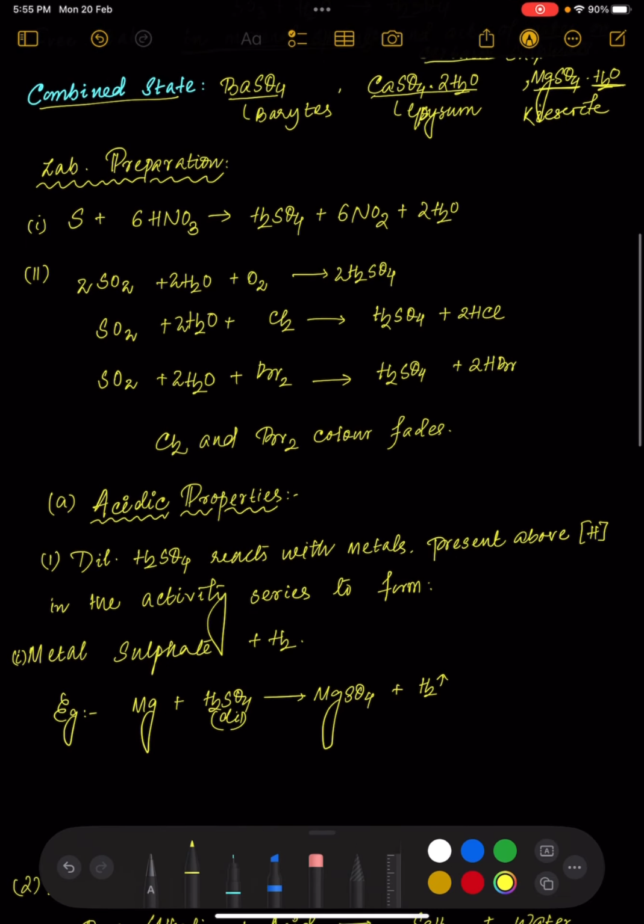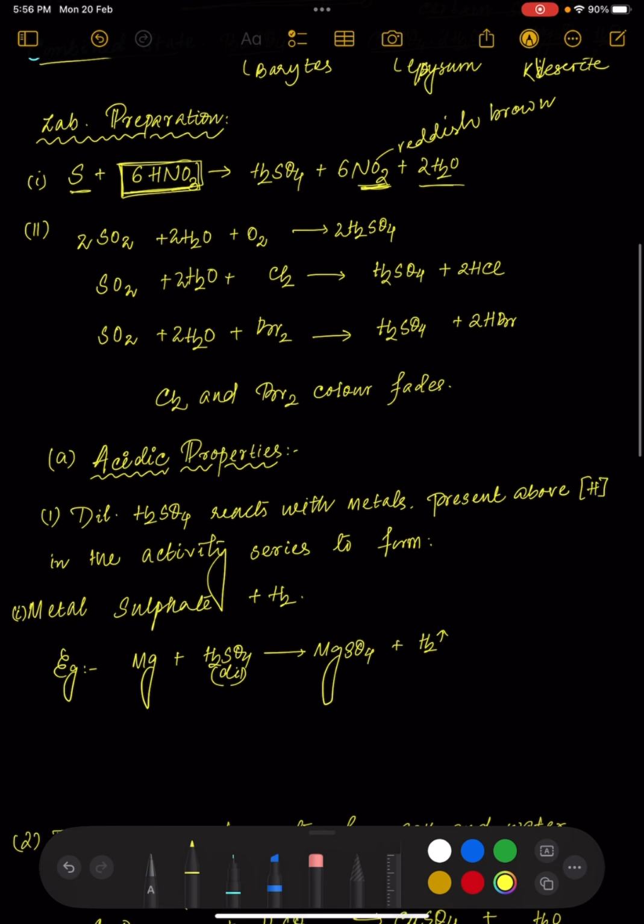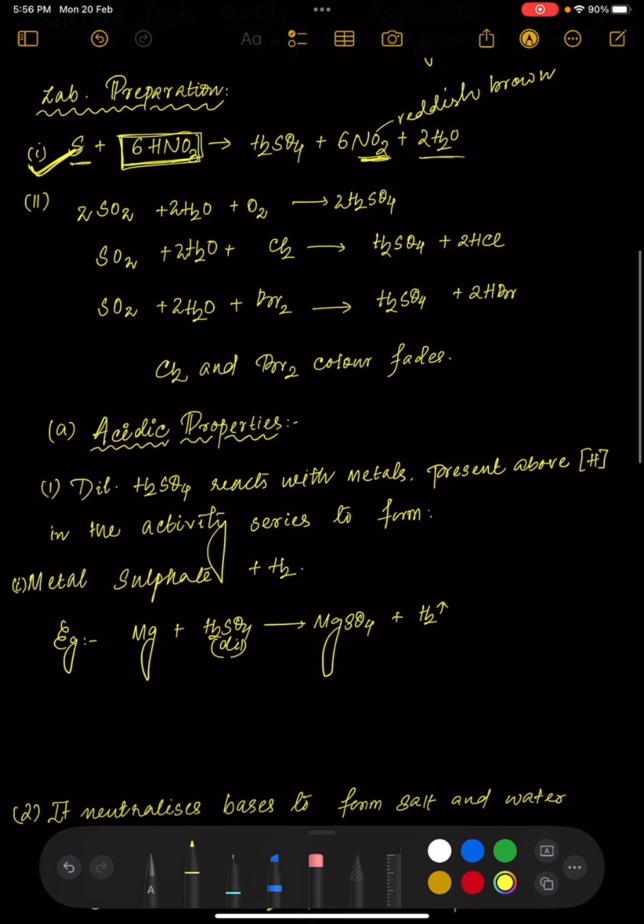Now, lab preparation. When sulfur is reacted with 6HNO3, after balancing, it gives H2SO4, NO2, a reddish brown gas, and H2O. If observation is asked, we can write that a reddish brown gas is given out. It is the most commonly used lab preparation process, using a volatile acid to make a non-volatile acid, that is concentrated H2SO4.